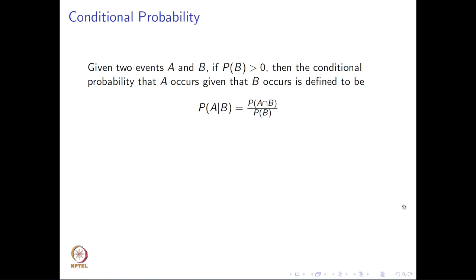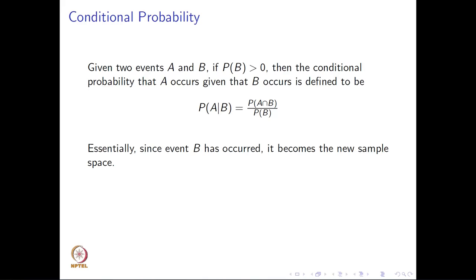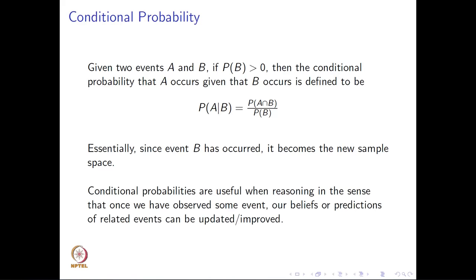Next, we look at conditional probability. Given 2 events A and B, if probability of B is greater than 0, then the conditional probability that A occurs given that B occurs is defined to be probability of A given B is equal to probability of A intersection B by probability of B. Essentially, since event B has occurred, it becomes the new sample space, and now the probability of A is accordingly modified. Conditional probabilities are very useful when reasoning, in the sense that once we have observed some event, our beliefs or predictions of related events can be updated or improved.